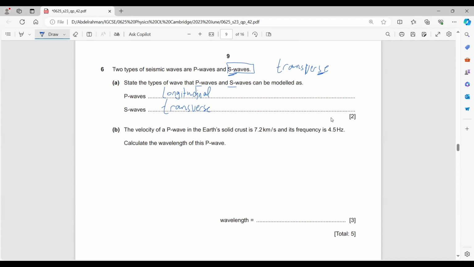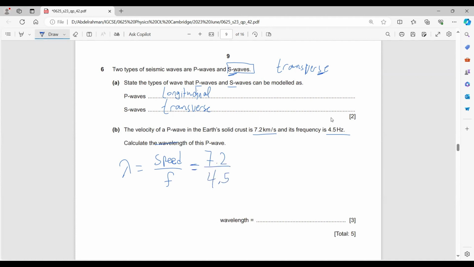The velocity of a P wave in the Earth's solid crust is 7.2 kilometers per second. The frequency is 4.5 hertz. Calculate the wavelength. Okay, easy. What's the equation we'll be using? V is equal to F times wavelength. So wavelength is equal to V over F, speed over frequency. 7.2 over 4.5.